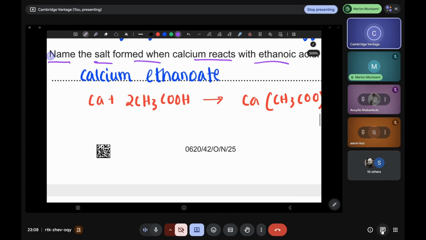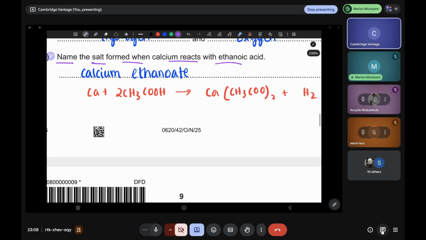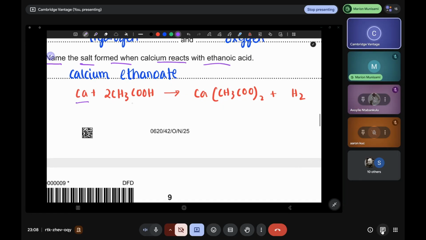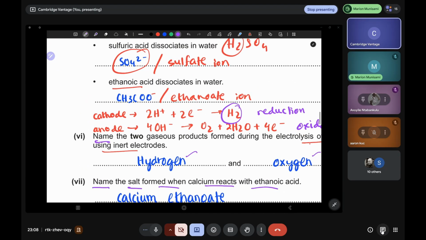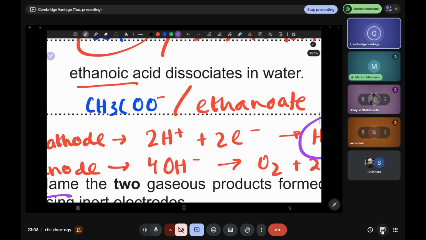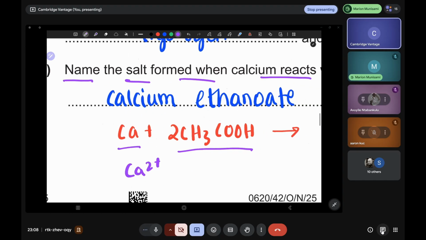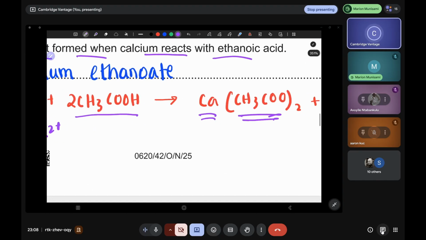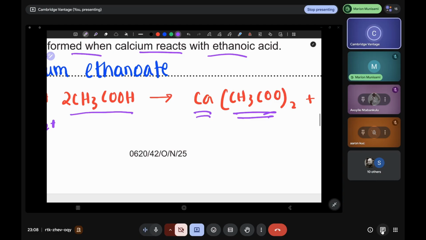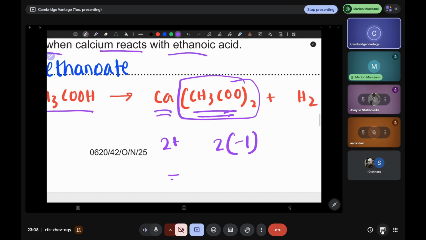But let's say you want to write down the formula of it as well. How would you do that? You write down the equation: calcium plus ethanoic acid, giving you calcium ethanoate. Now here's the thing. Ethanoate ion has a charge of -1, but the calcium ion has a charge of +2. So the salt that is formed has to have a neutral, zero charge. How will you balance the 2+ charge of your calcium ion? You will need 2 ethanoate ions, so that you have 2 times -1, and then overall it turns into 0.